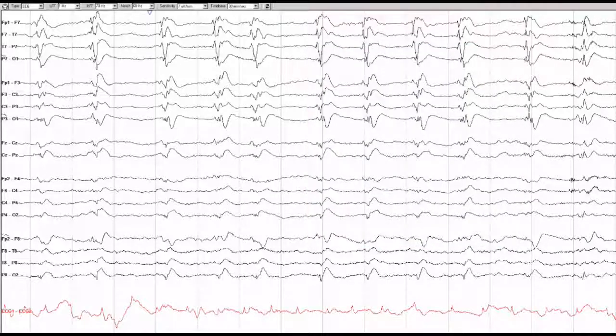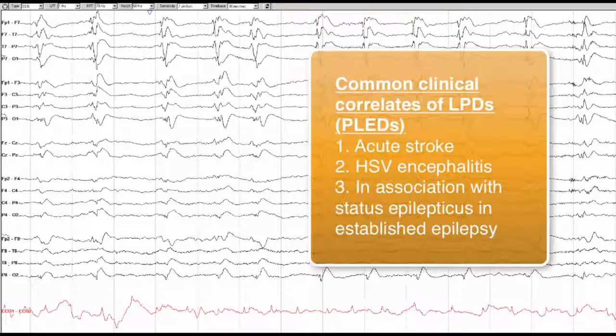Therefore, when these discharges are seen, additional recording should be done to ensure that the patient does not develop non-convulsive seizures. There are a number of etiologies that can cause lateralized periodic discharges, and they are relatively nonspecific. They can be seen after acute stroke, which is likely the most common cause. They can also be seen in infectious encephalitis, such as in herpes simplex encephalitis, and they can be seen in patients with known underlying epilepsy who have developed status epilepticus or recurrent frequent seizures.